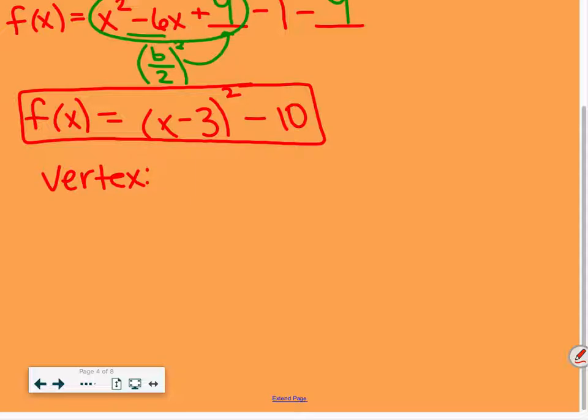Okay, so let's talk about what we know now. The vertex. Austin, where's our vertex? 3, negative 10. Let's talk about why. We have a shift, right 3, down 10. So our 0, 0 vertex gets shifted right 3, down 10.